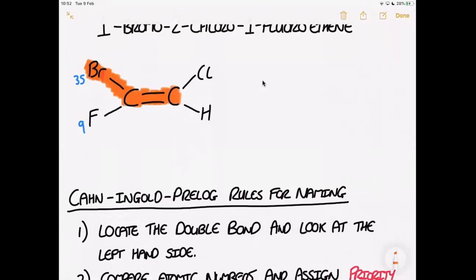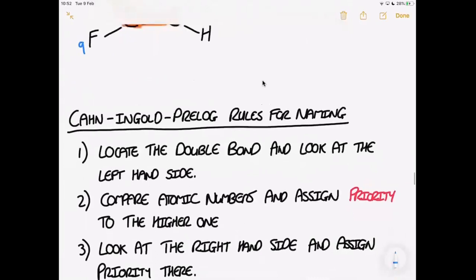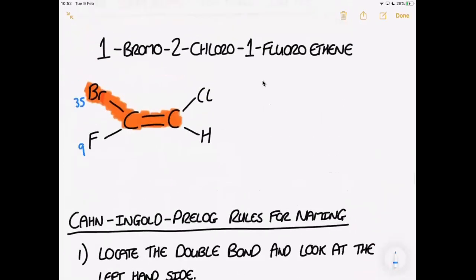Now we actually have the answer, but let's go through the remainder of the steps anyway. We're tracing a line that way. See the orange highlighting? It's basically saying bromine's our guide because it's got the higher atomic number. It's the higher priority group or atom. Look at the right-hand side and assign priority there. So we do the same kind of thing.